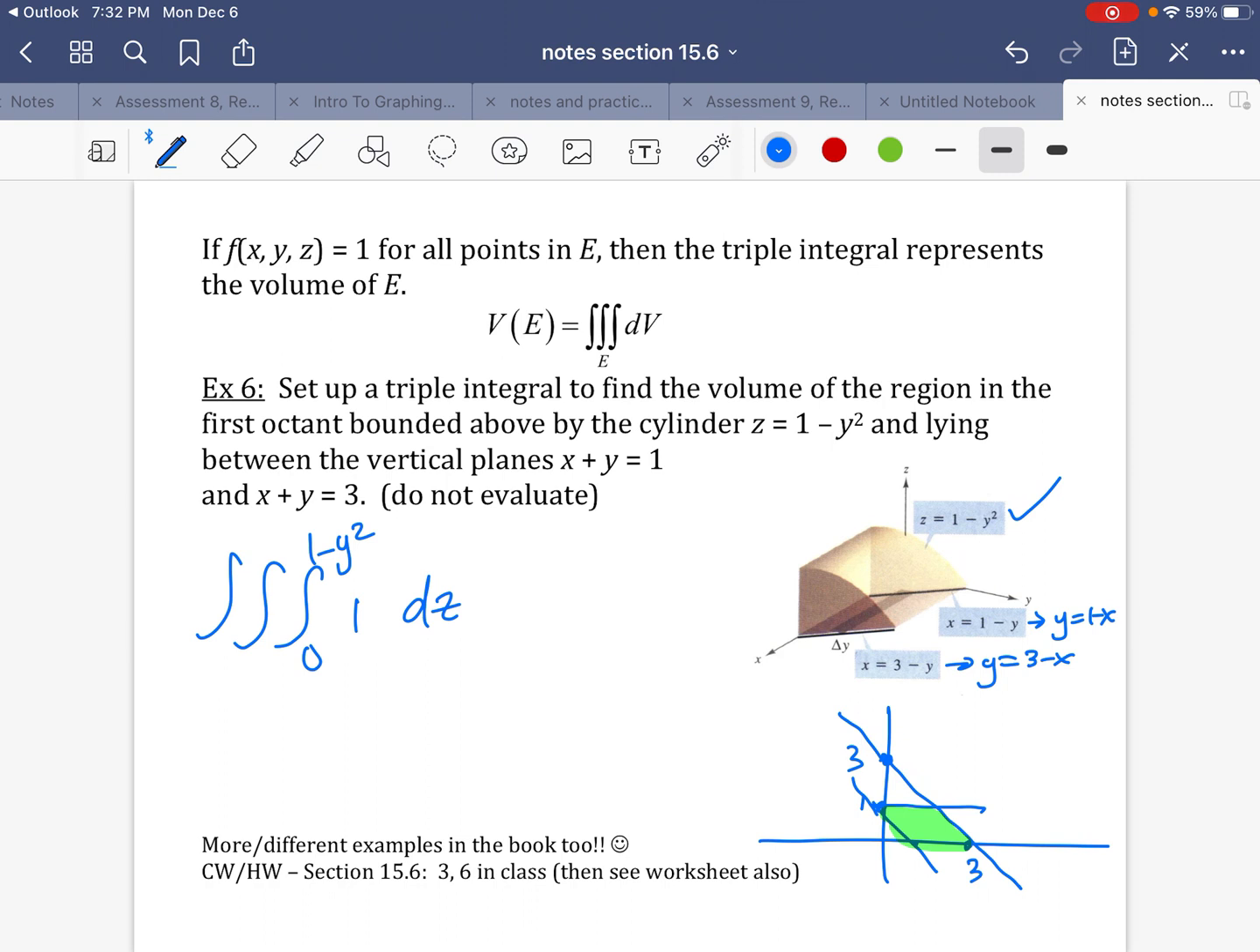So I'll just go side to side because they gave me those things real easy. This guy over here is x equals 3 minus y. This one right here is x equals 1 minus y. So we'll do dx next. So 1 minus y down here and 3 minus y up there. And then we just have to get our y values, and that will be 0 and 1. And there we go. Do not do this bookwork down here.